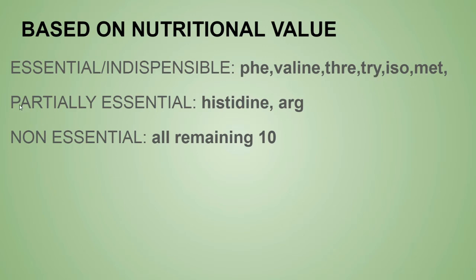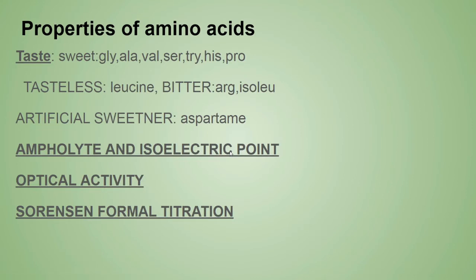PVT-TIM. Now the partially essential, histidine and arginine, means these are partly formed in the body, so we have to take them as well, and if we are taking them then it's okay, but if we are not taking them, then there will be deficiency of these two. Next is the non-essential, means they are not essential in the supplements because they are totally formed in our body, so there is no need to take them in our diet. All the remaining 10.